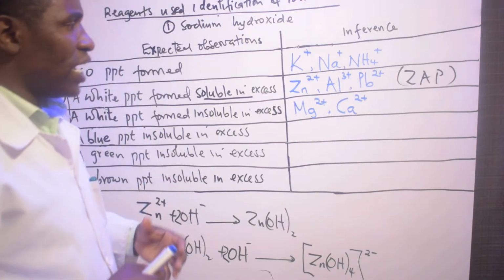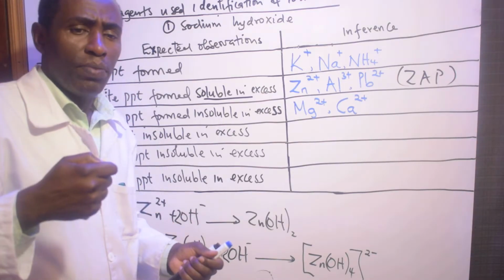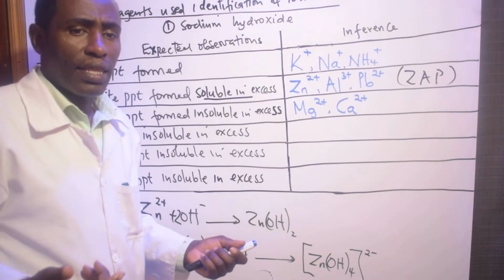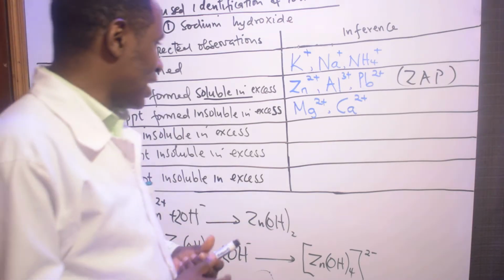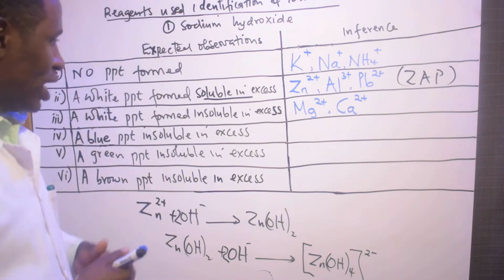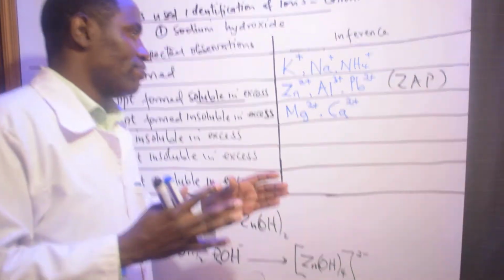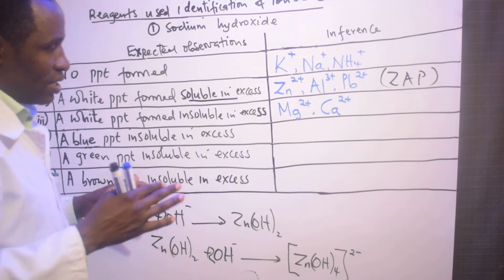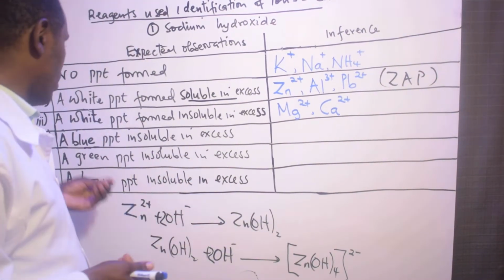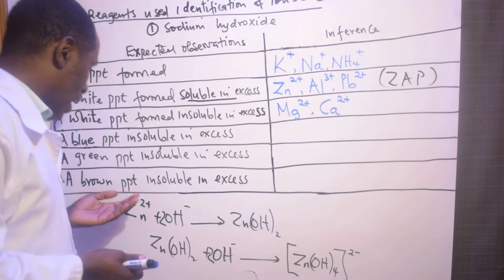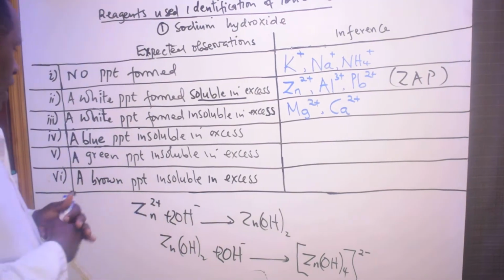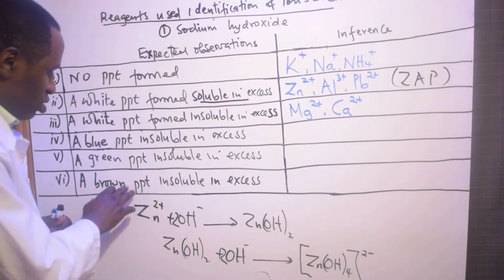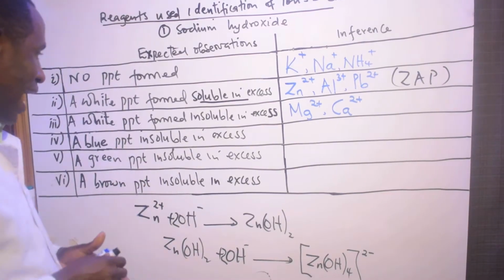So most of the time, if you dissolve a salt and you realize that the solution formed is colored, then you can easily identify the cation. Most of the colors that you get are blue, green, and brown, and sometimes yellow when it is a solution.